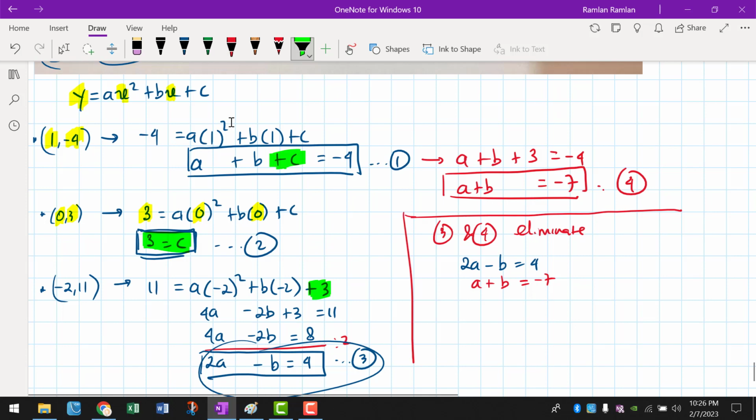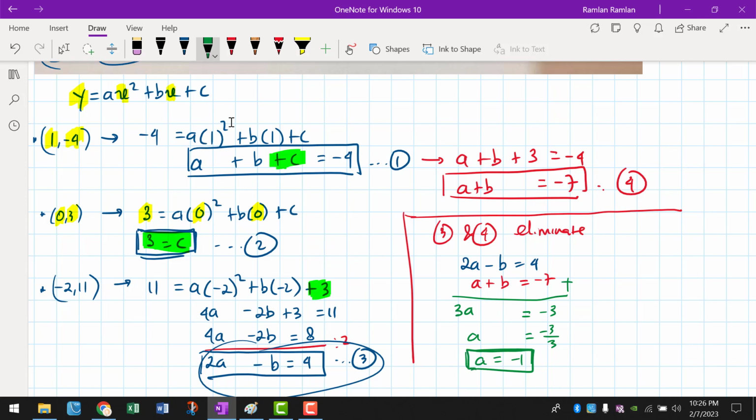Now I can do something with these two equations so that I can eliminate one of the variables. Here I'm going to add them, because if I add these two, minus b plus b is just going to be 0. Let's add them one by one. 2a plus a is going to be 3a, and minus b plus b is just 0. So 3a equals 4 plus minus 7, which is minus 3, which means a equals minus 3 divided by 3, or a equals minus 1. See, I have the value of a. Now I only need to find the value of b.